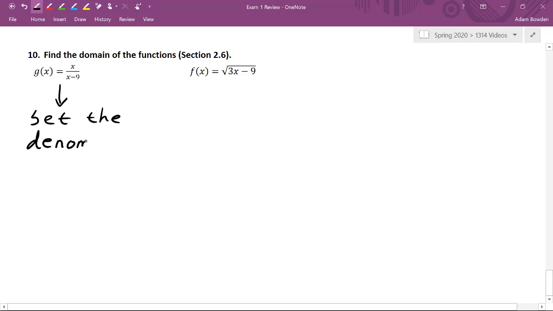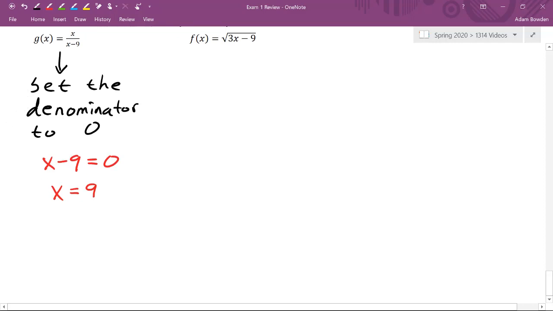Because we want to check where the denominator is 0, because those numbers are not going to be in the domain. So in this case, if we set the denominator to 0, we'd have x minus 9 is equal to 0, which tells us, if we solve for x, that x equals 9. That number is not in the domain.